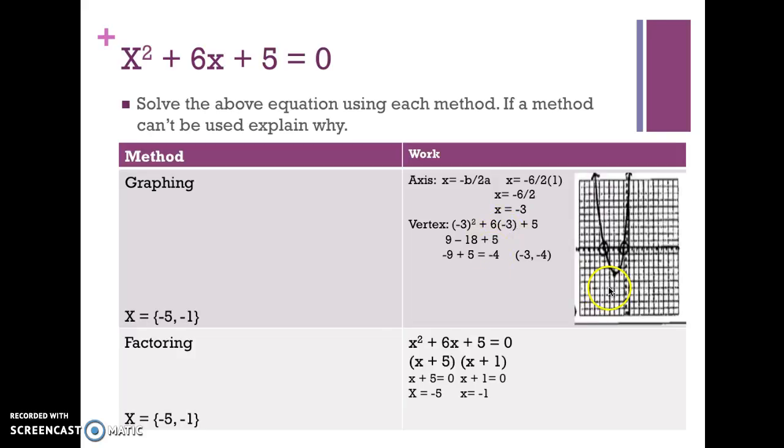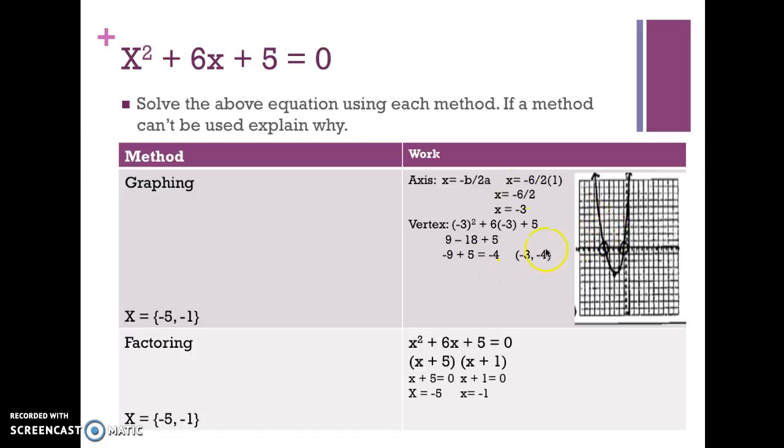Now our axis is going to be our line of symmetry. So our axis is negative 3. Our vertex is going to be the lowest point, or where our graph reaches its lowest or highest point. We already found our x value, which is negative 3. To find the vertex, we're just plugging in that negative 3 for x in our quadratic equation.